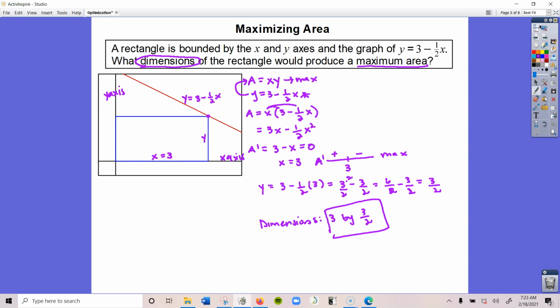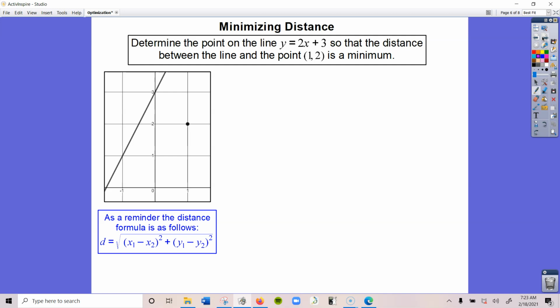Let's go to the next question. We have here the point, determine the point on the line y equals 2x plus 3, so that the distance between the line and the point 1, 2 is a minimum. So here what we're trying to minimize is distance. Now, as a reminder, I put here what the distance formula is. D is equal to the square root of x1 minus x2 squared plus y1 minus y2 squared.